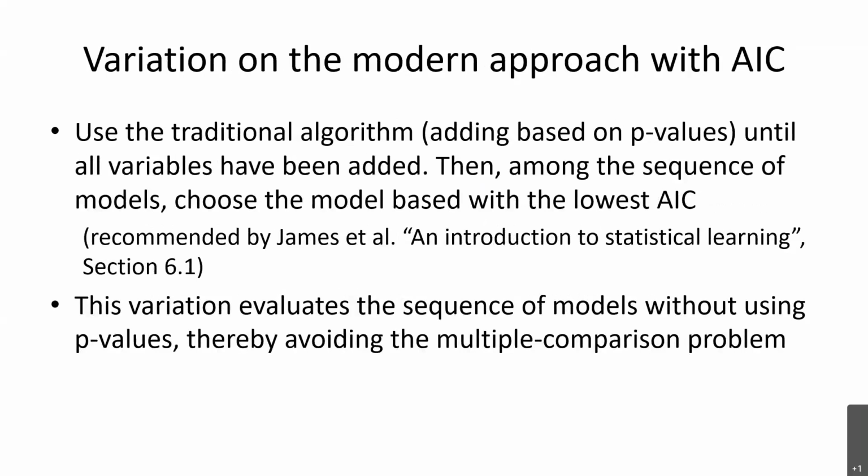We can use the traditional algorithm to generate an order of models, a sequence, if you will, and evaluate the AIC of each model. And then among the, I don't know, 8 or 10 models that were chosen through that search space, using the traditional algorithm, we pick the one that has the lowest AIC. This variation on the modern approach evaluates the sequence of the model without using the p-values. And because it doesn't use the p-values, it avoids the multiple comparison problem.